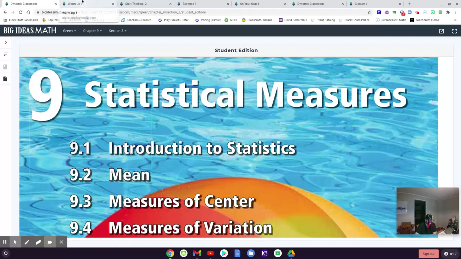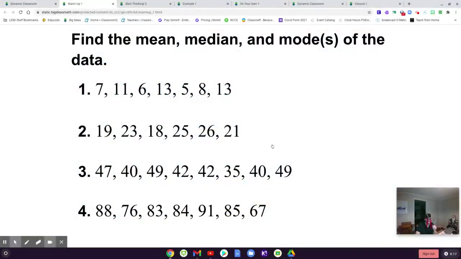So we're going to start with a little warm up, just a reminder of what mean, median, and mode are. We're just going to do number one here. So for number one, what is the mode? Correct. It is 13. That is the number that shows up more than any other number. For number one here, what is the median? Okay, hopefully you remember to put those numbers in order, and you would have figured out that the median is 8. And what is the mean?